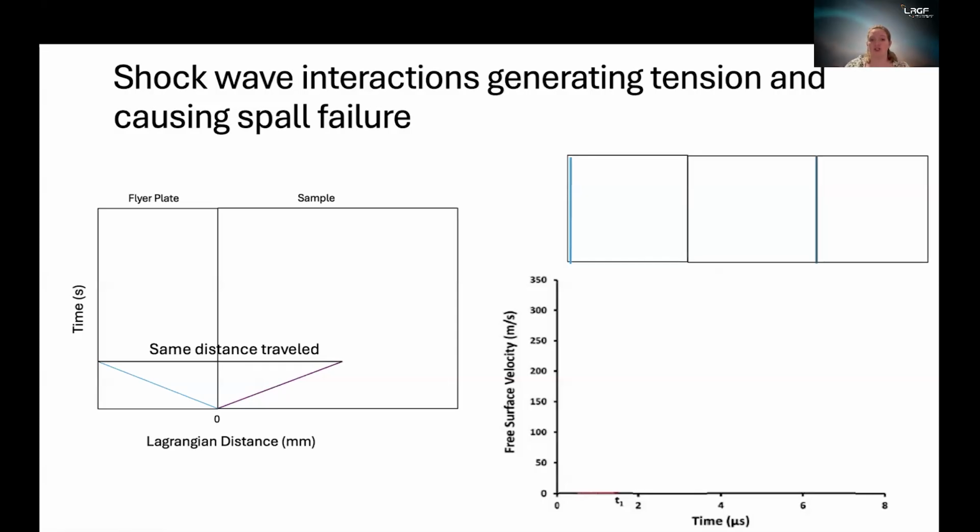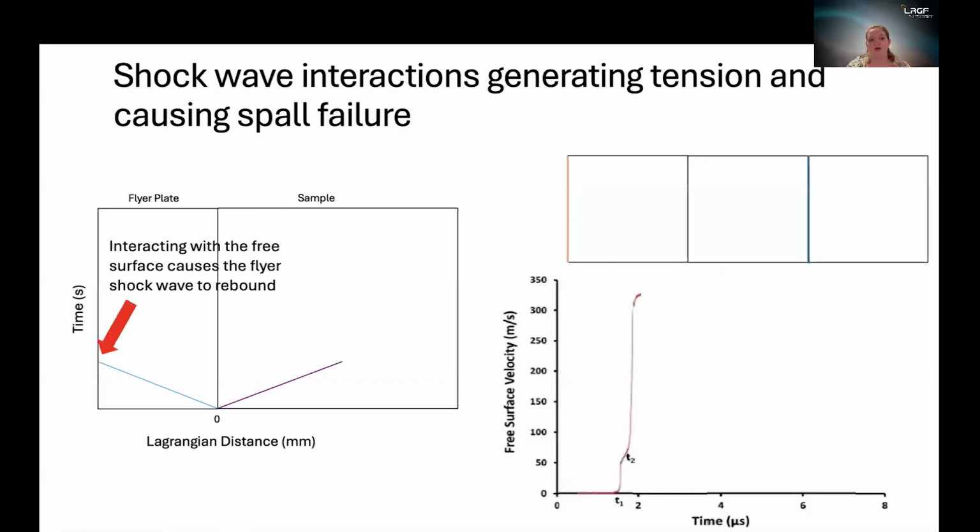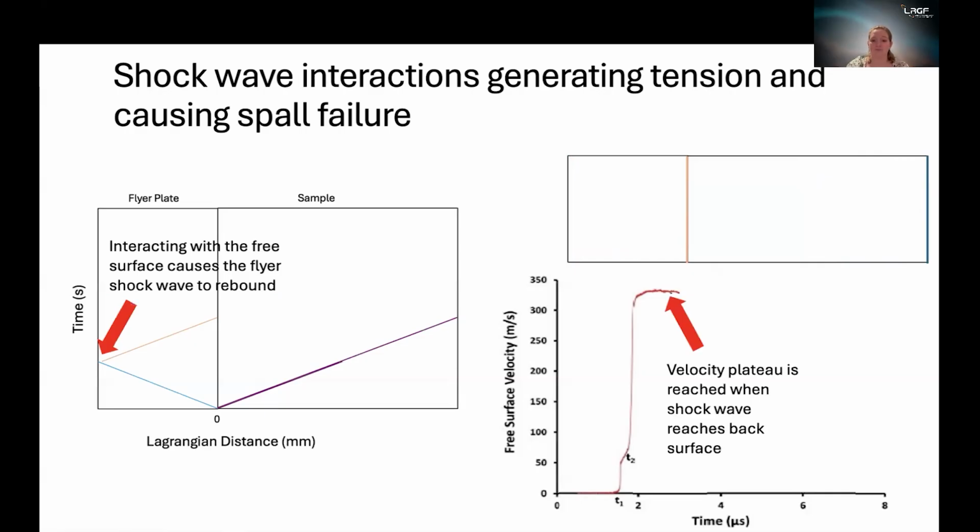And when this shock wave reaches the back free surface of the flyer plate, it's now going to interact with air. And when this interaction happens, it's actually going to now rebound back into the flyer plate. So you can see that this is now rebounding back towards the material as the shockwave in the sample is continuing to move towards its back free surface. But now the same thing is going to happen in our sample as it's reaching that back surface. So in our velocity profiles, we can now see that we're reaching a velocity plateau as that shockwave is now reaching the back surface. It's bringing those particles up to its maximum speed.